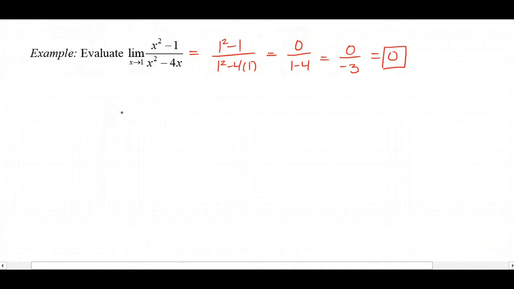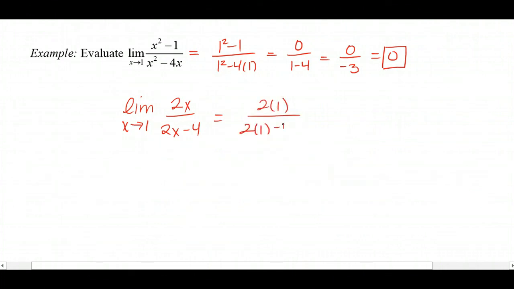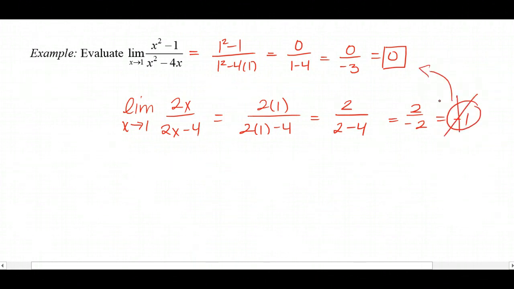Let's see what would happen if we tried L'Hopital's rule, knowing that the answer is 0. So if we try L'Hopital's rule, then we'd have the limit as x approaches 1 of 2x, the derivative of the top, over 2x minus 4, the derivative of the bottom. Well, now let's plug in 1. 2 times 1 over 2 times 1 minus 4. So we'd get 2 over 2 minus 4, which is 2 over negative 2, which is negative 1, which is not the same as 0, obviously.